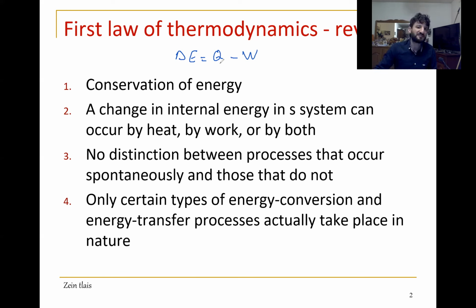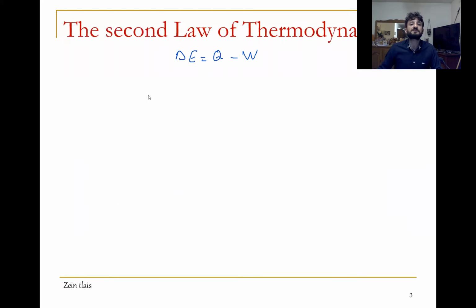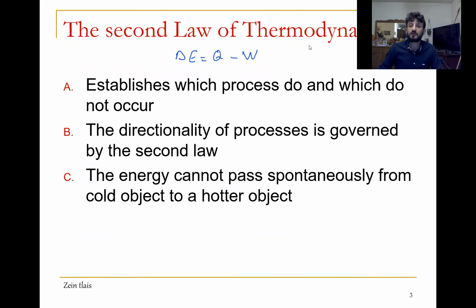conditions that govern these processes. For example, some processes can take place spontaneously in nature, and some other processes cannot take place spontaneously in nature. What are the conditions for each one? Here in the second law of thermodynamics, you have to know the conditions for each process. What are the possible and impossible processes?